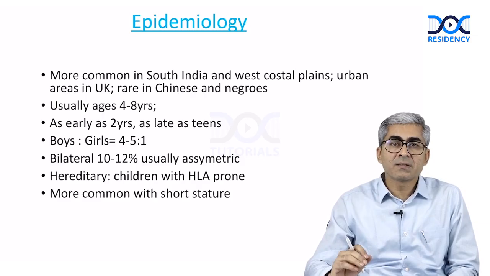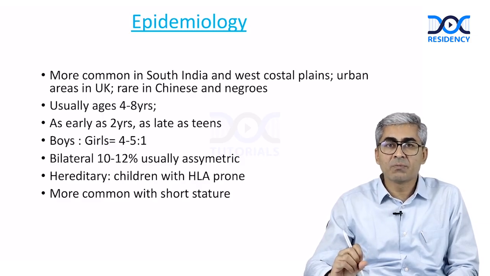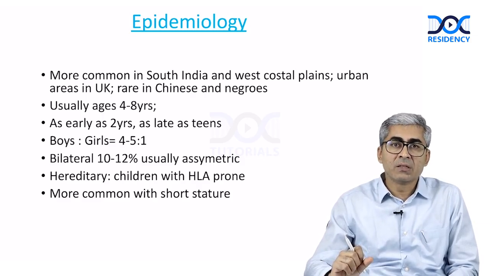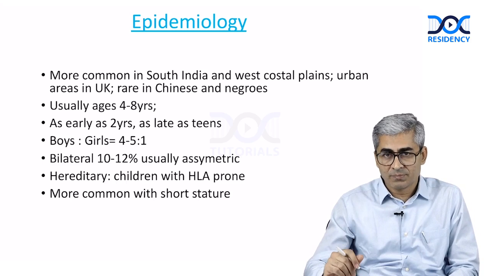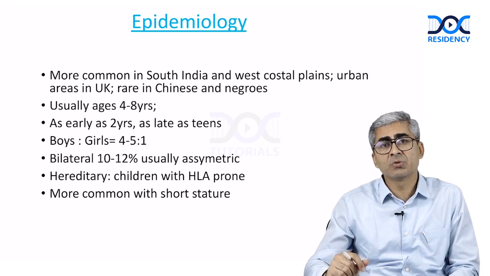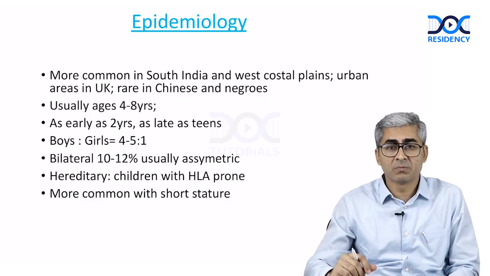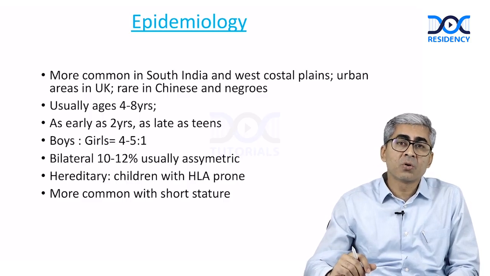So bilateral cases can be seen in about 10 to 15% of cases, and usually when we see bilateral cases, they are asymmetric. That means one hip is affected earlier than the other hip. Hereditary reason is also suggested, and children with HLA are prone to this problem, and it is also more common in children with short stature.